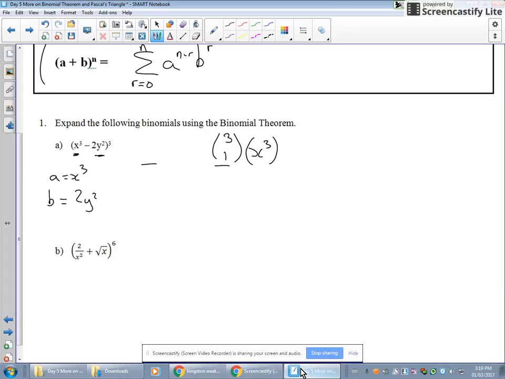My first term to the power of 2, and then my second term, 2y squared to the power of 1. This would be the second term. My first term, 3 choose 0, x cubed, and then it's minus 2y squared. Now, in this case, the minus 2y squared is to the power of 0, so it's just 1. I wouldn't really need to include it. But here I get minus 2y squared there.